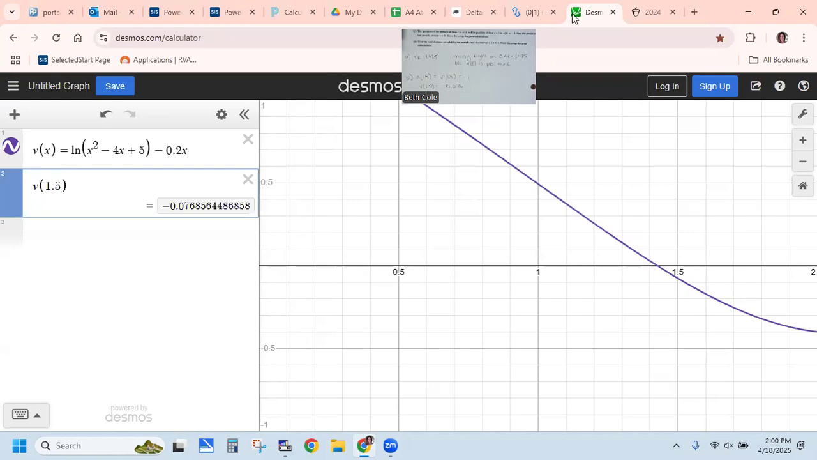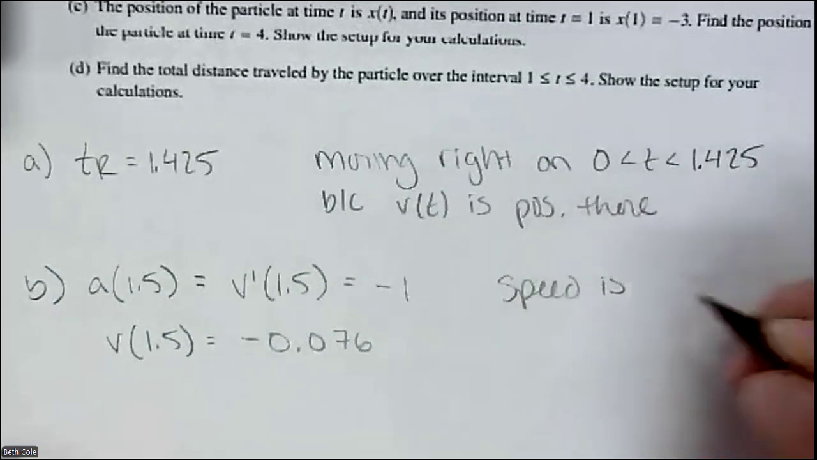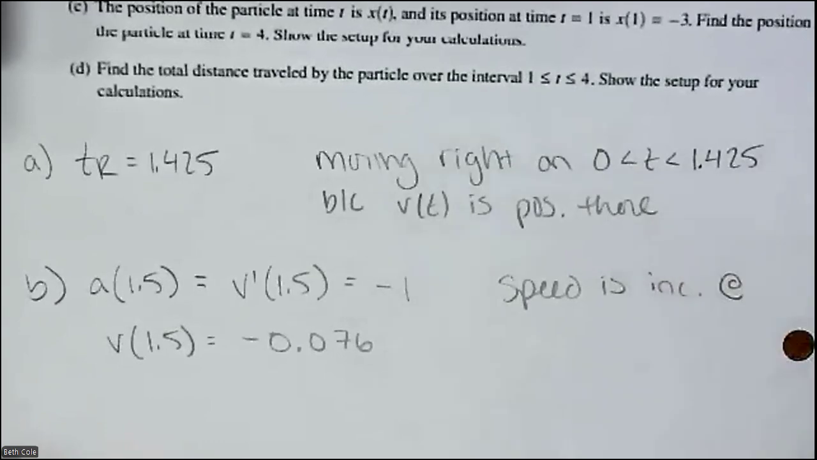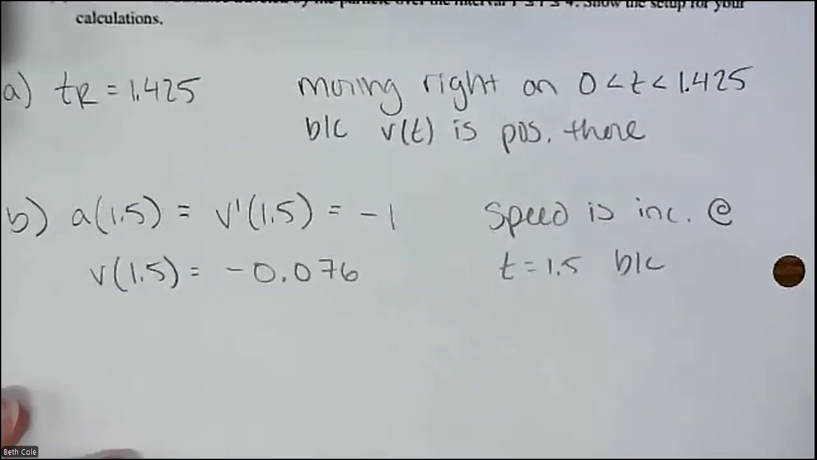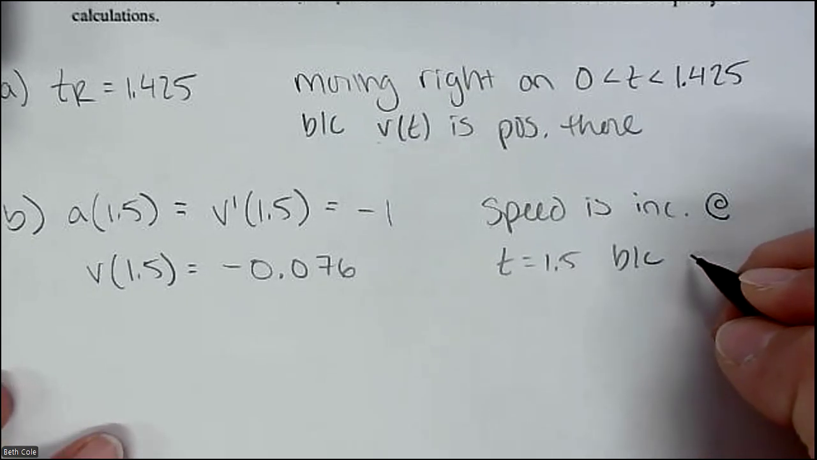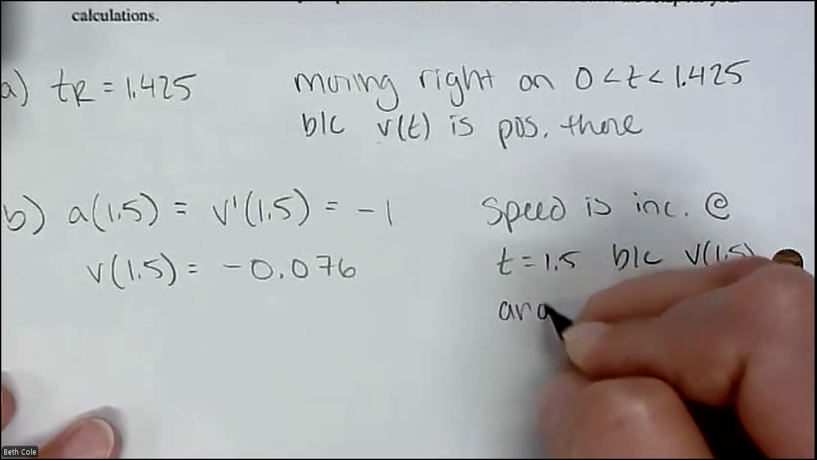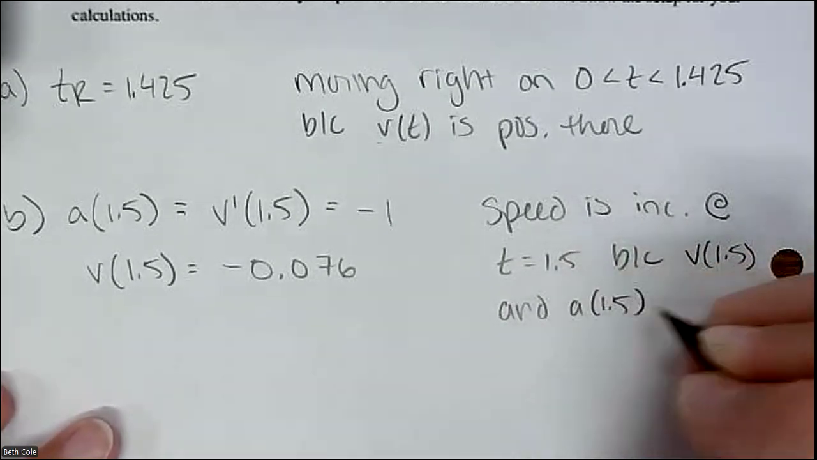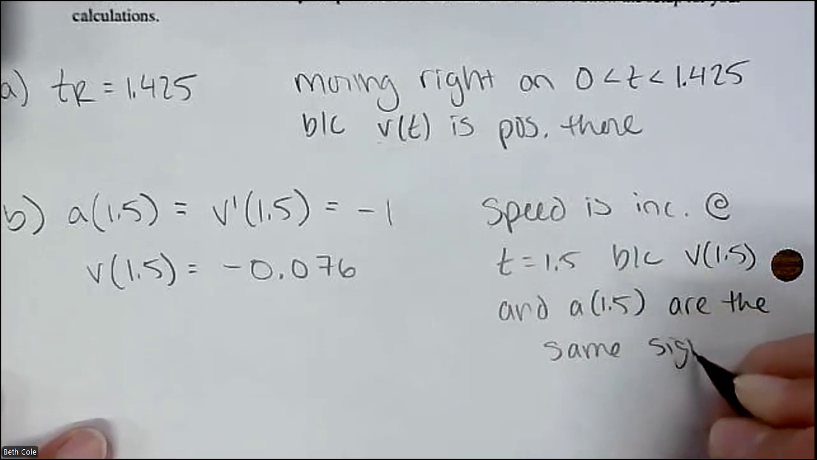Then your answer is going to be speed is what? Is increasing. Now, this is at a specific time. At time 1.5, because what's your reason? Yeah, V of 1.5 and A of 1.5 are the same sign. Perfect.